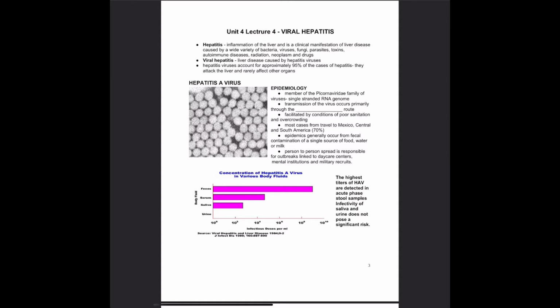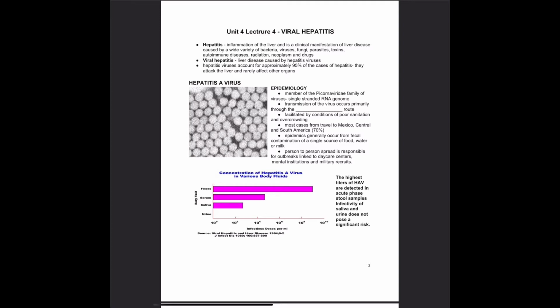We'll start with the hepatitis A virus and go over the epidemiology. This is a member of the Picornaviridae family of viruses and it's single-stranded RNA. Transmission of the virus occurs primarily through the fecal-oral route. It is facilitated by conditions of poor sanitation and overcrowding. Most cases are from travel to Mexico or Central and South America.